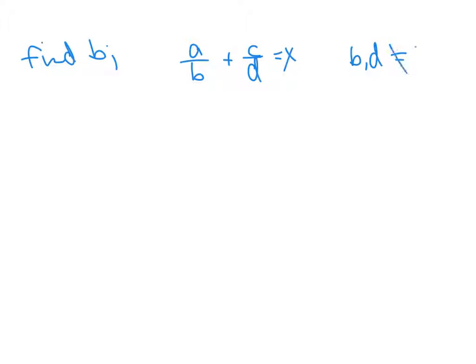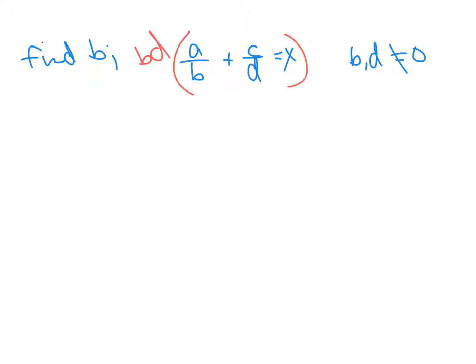Okay, so we are finding b given a over b plus c over d equals x. Okay, and we know that both b and d cannot equal 0 because that'll make the denominator 0. Okay, so what are we going to multiply the entire thing by? BD, right? Because that is what I have in my denominators.